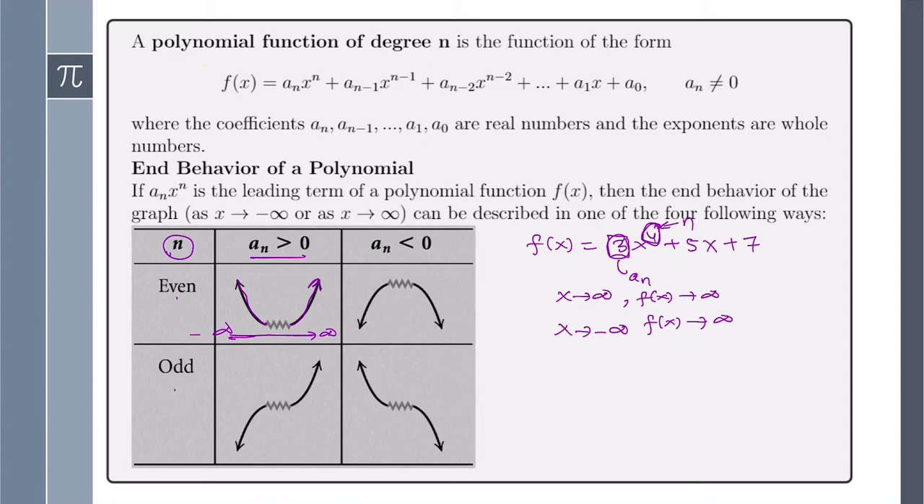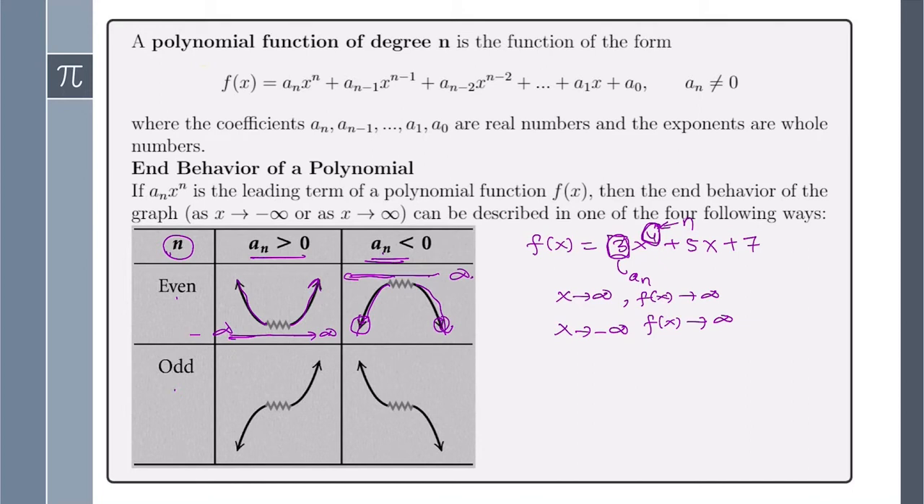Similarly, if the exponent is even but the leading coefficient is negative, then this is how the graph looks. The end points of the graph are going to negative infinity. So when x approaches infinity, the function approaches negative infinity. And similarly, when x approaches negative infinity, the function goes to negative infinity.